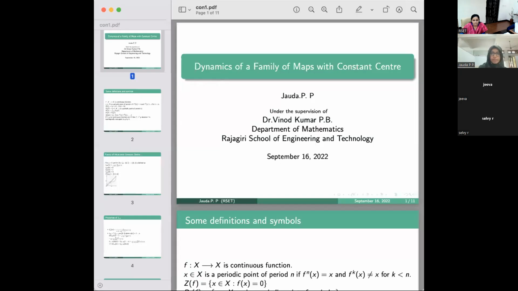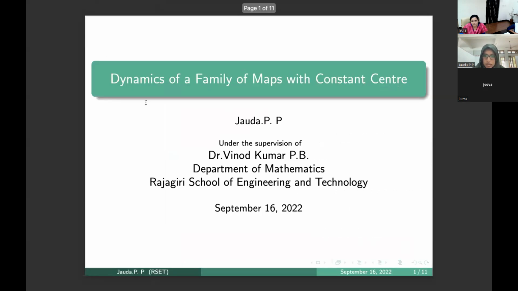Joda, have you shared your screen? Yes. Just a second, ma'am. Yes, your screen is in the sharing mode. Please make it in the slideshow pattern. Ma'am, is it visible? Yeah, it's visible. Can you please enable the slideshow? Okay. Okay, Joda, your time starts now. Okay, thank you.